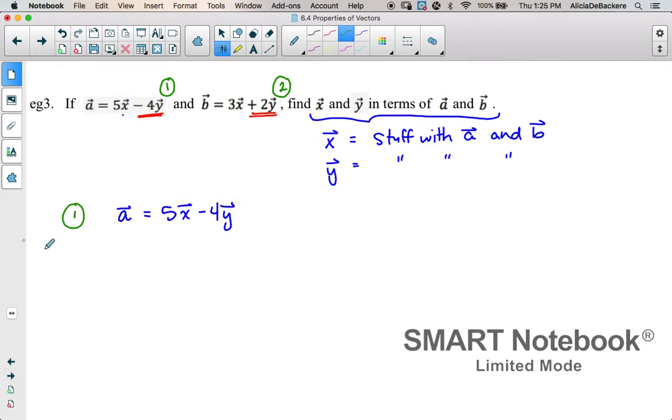And then I'm going to do 2 times equation 2. So just some communication off in the green writing, I would want you to include that. And so now I'm doubling all the terms.